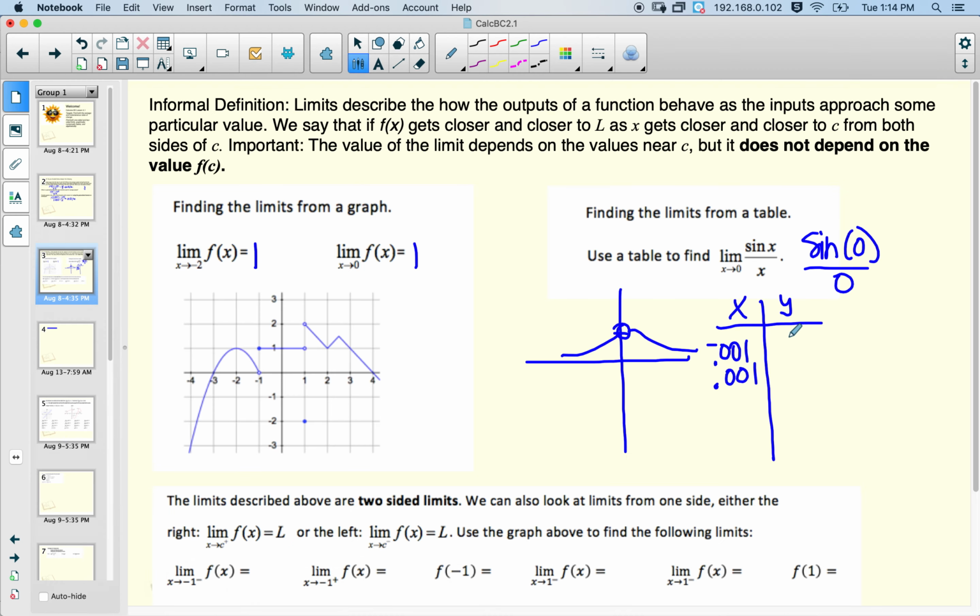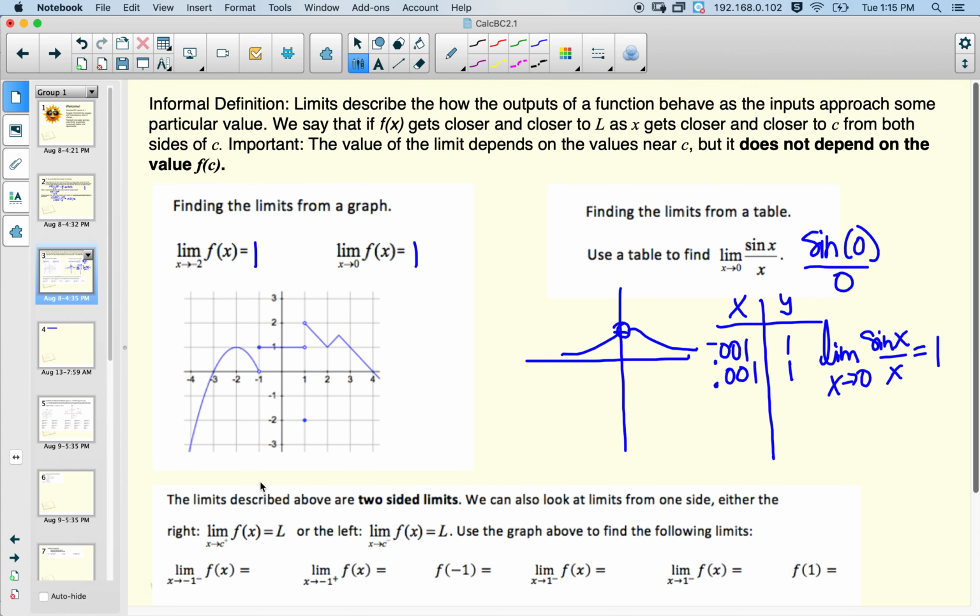So this equaled 1 and that equaled 1. So therefore the limit as x approaches 0 of sine x over x is equal to 1. So there's a way to find this graphically, and there's a way to find this using a table.